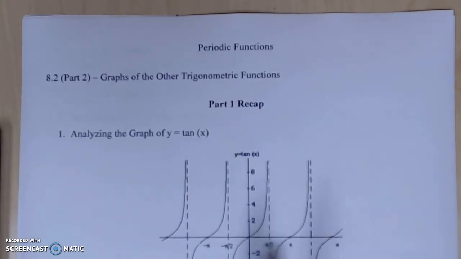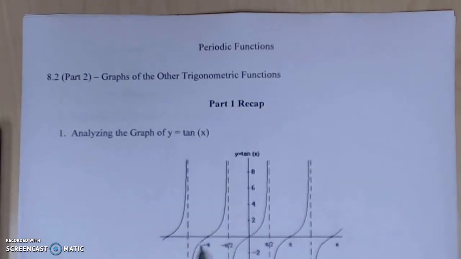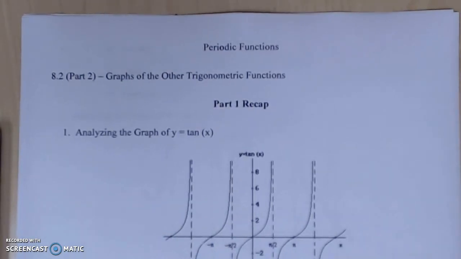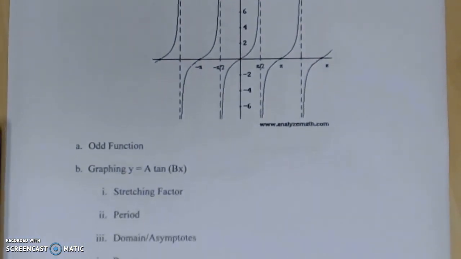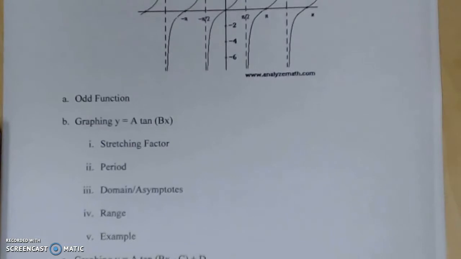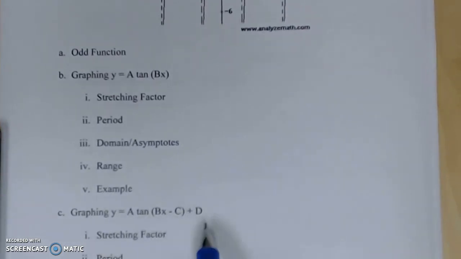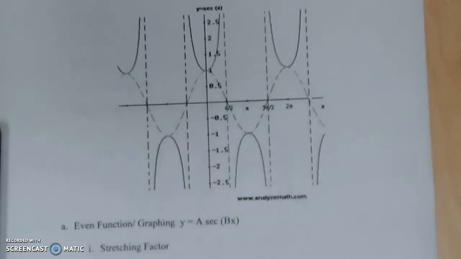So in part one, what we looked at was our tangent function. We looked at what the graph may look like, and we looked at many characteristics that go with it. We looked at how it's an odd function. We identified its stretching factor, its period, its domain, its range. We did some examples, and then we did a variation using this general form here and looked at its factors and how we could work with it.